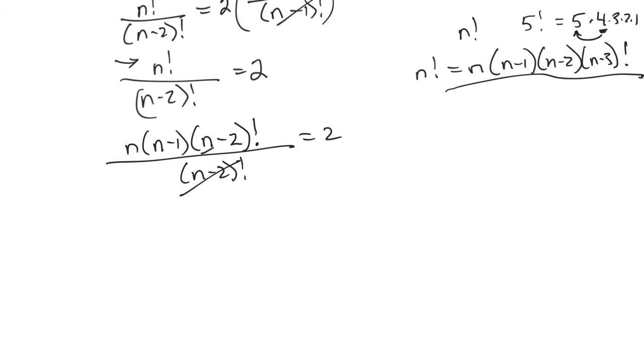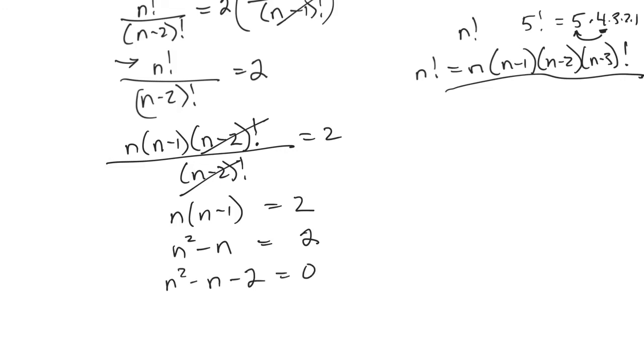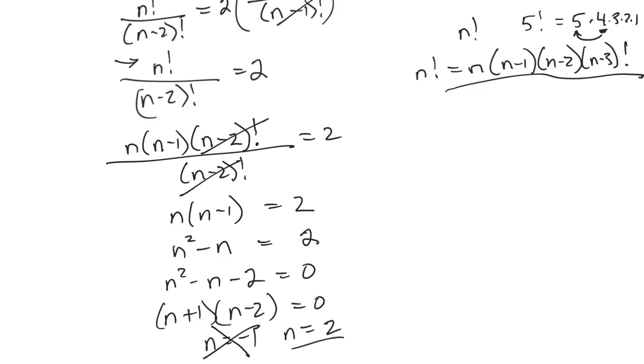So I can cancel this and this. So then I have n times n minus 1 is equal to 2, or n squared minus n is equal to 2. If I bring 2 over to the other side, it becomes a minus 2. And then if I factor this, I get n plus 1, n minus 2 equals 0. So either n is equal to negative 1, which isn't allowed. You can't have an n that's a negative number. Or n is equal to 2. So my final answer would be 2.